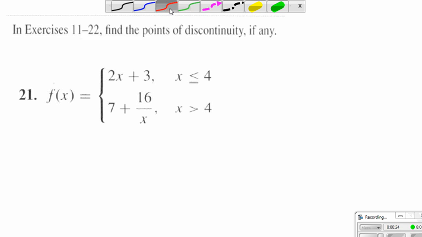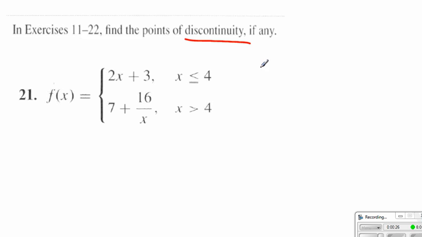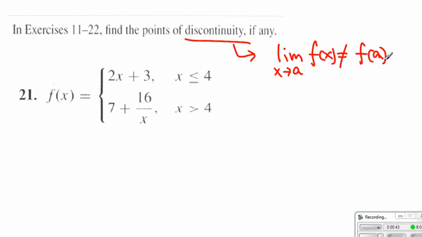So first we are looking for discontinuity. That means we have to realize the definition of continuity first. As x approaches a particular value a for the function f of x, if this happens to be not equal to f of a, then we realize that there's a discontinuity. So the first point we'd like to look at is maybe 4, because this is a piecewise function.